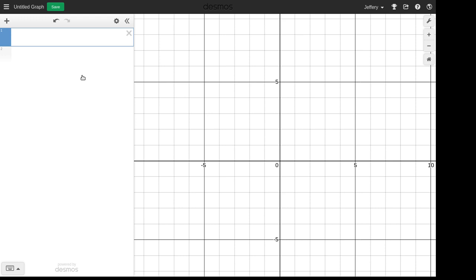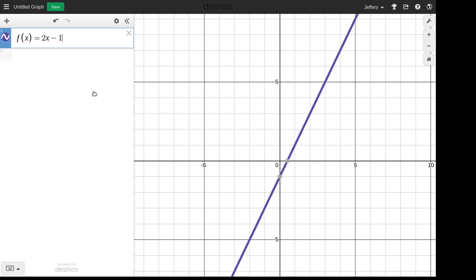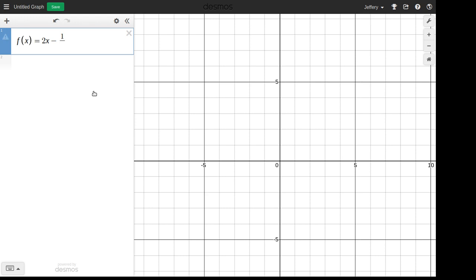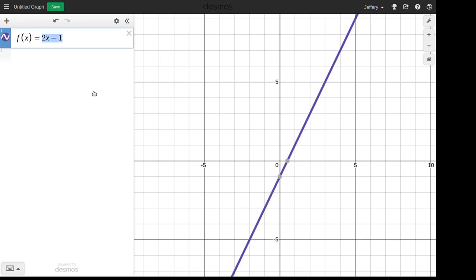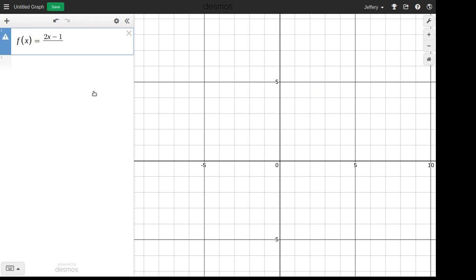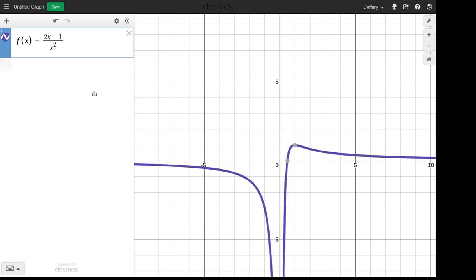Alright, so our function was, so notice over here I'm typing f of x equals, and then I'm going to put in, what was it, 2x minus 1? Divide, I need to divide the whole thing, so I'll underline it all. And then underneath I had x squared plus 1. And here's my function.